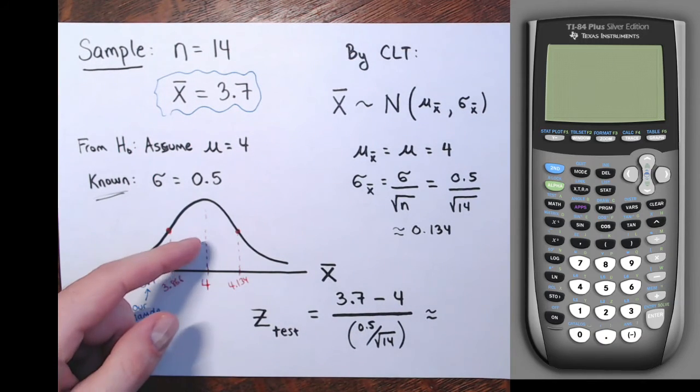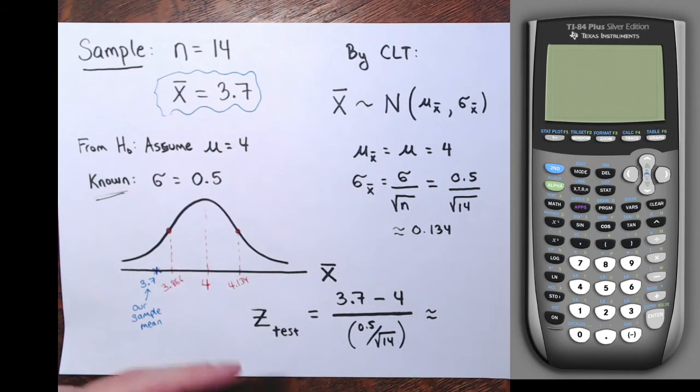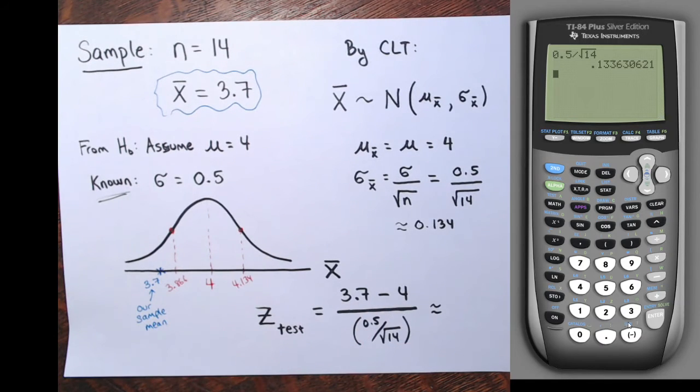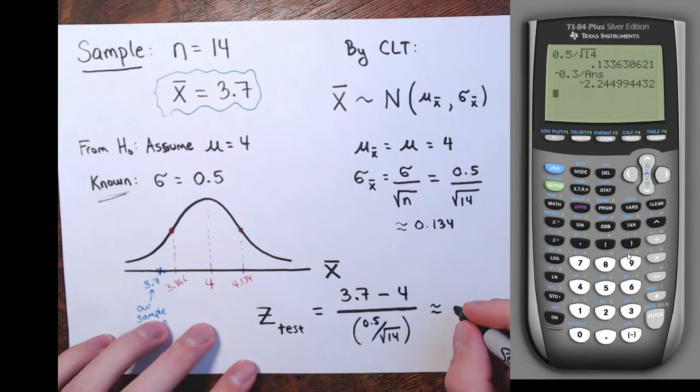All right, and then if I wanted, I could draw another picture where we're looking at z-scores, the standard normal, but I'm not going to do that this time. Let's just find this. In the numerator, I'll put this in parentheses. 3.7 minus 4 is negative 0.3. That's the numerator, and then divided by my previous answer, the standard deviation, 0.5 divided by the square root of 14. So we're getting a z-score of negative 2 point, to 2 decimal places, 2.24.